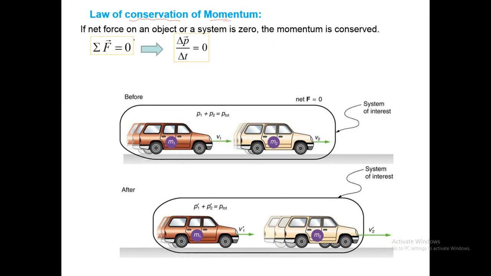You see, when net force is equal to 0, what does it mean? We have done the last equation, another form of Newton's second law of motion: the sum of the forces, or the net force, is equal to change in momentum over time interval. Now, if I say net force is 0, what does it mean?